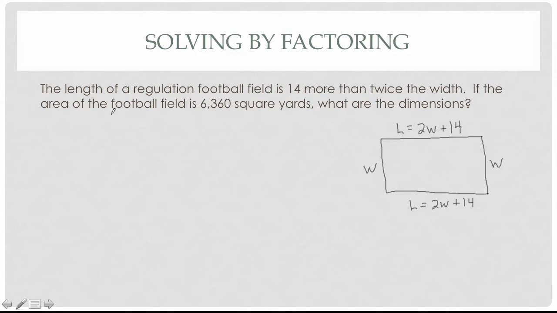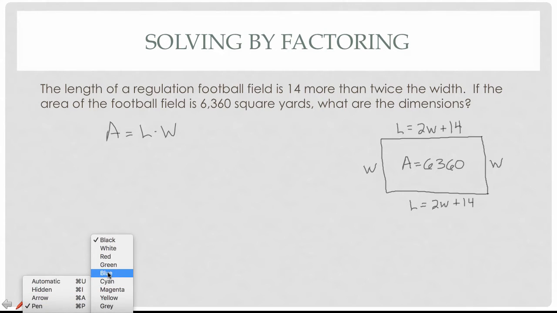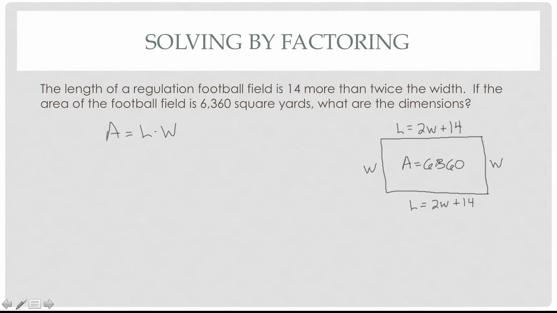I'm told some information about the area. The area is 6,360 square yards. And I want to find the dimensions. I want to know what the length and the width are. If you remember, the area is equal to length times width on every rectangle. But we know some things. We can substitute some things in using our algebra.